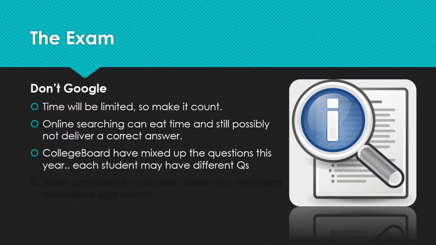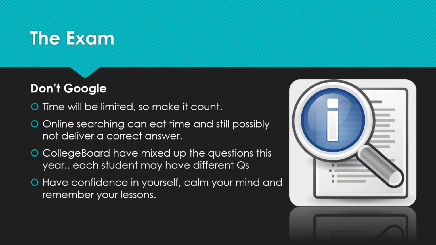Now, College Board have mixed up their questions this year, so each student may get different questions from each other. And they're pretty aware. I think College Board have made a blog post this year about how they're aware of cheating or people attempting to cheat. So they're going to do what they can to make this harder in certain ways. One is by making it longer, and the other thing is by mixing up the questions. So you won't have the same number one as other people. So just make it about you and the exam. And I think that'll be the best way. Have confidence in yourself, calm your mind, and just remember your lessons.